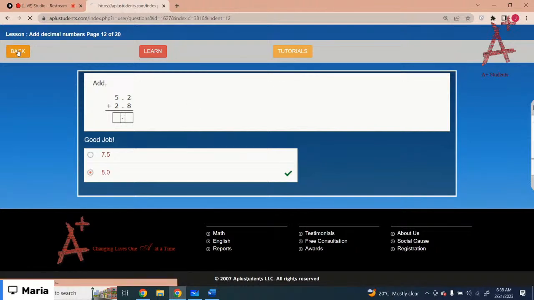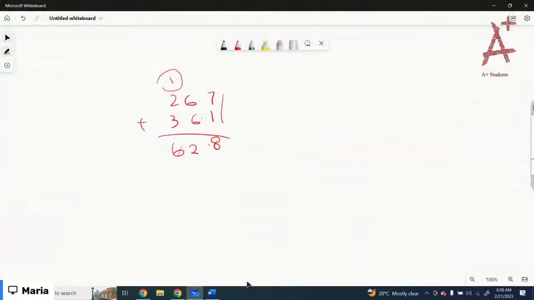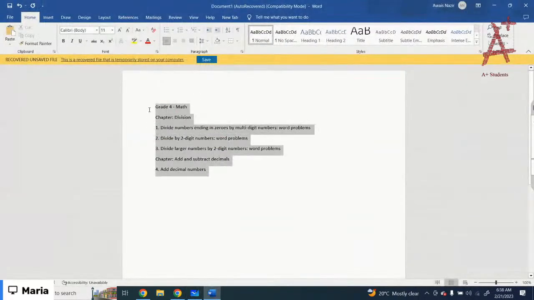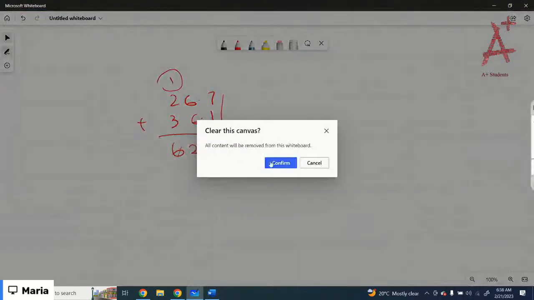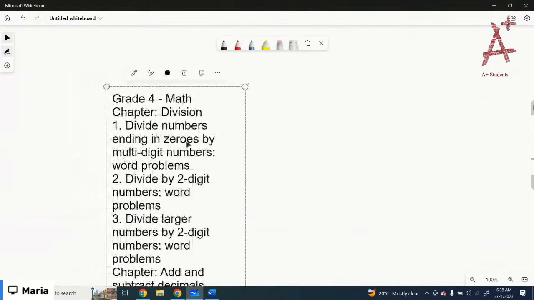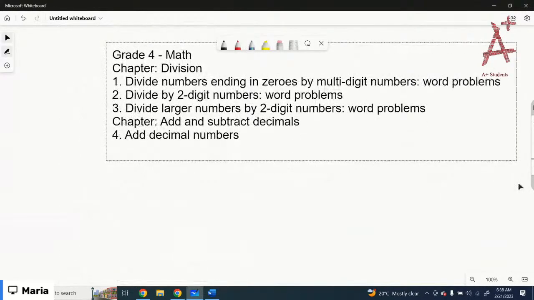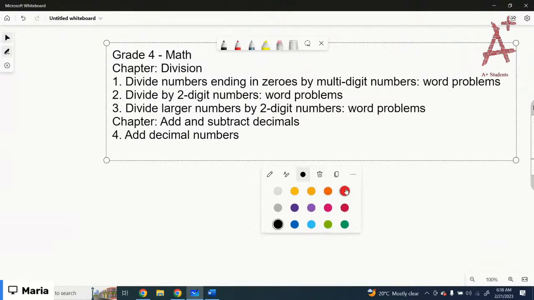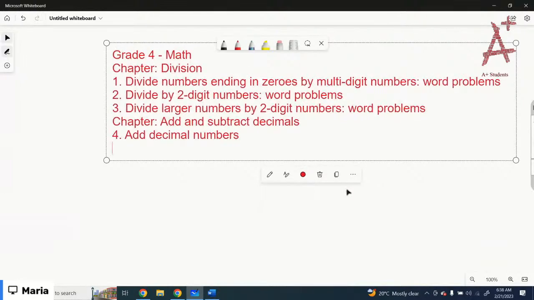Okay, you can complete the test by yourself later today. So we're working on grade 4 maths, and here is the list of the chapters we have covered today. We were working on the chapter multiplication skill build. We are working on the chapter division, and the lessons we've covered today are divide numbers ending in zeros by multi-digit numbers word problems, divide by two-digit number word problems, divide larger number by two-digit numbers word problems. Then we have started the new chapter, that is add and subtract decimals, and the lesson we did is add decimal numbers.